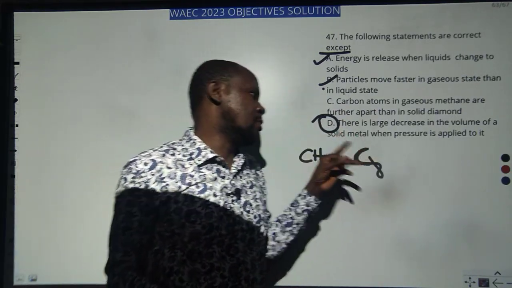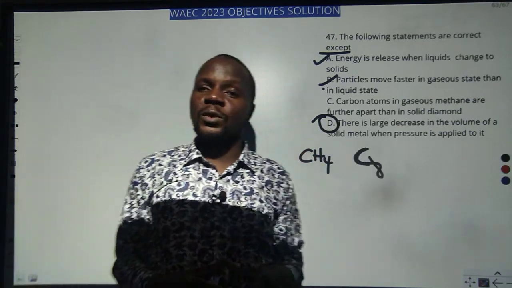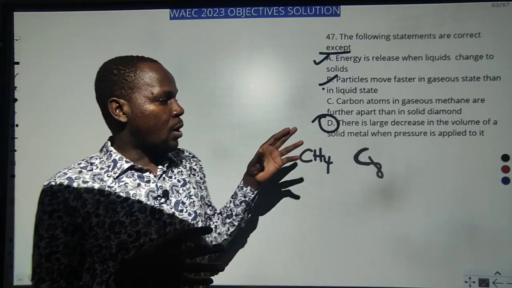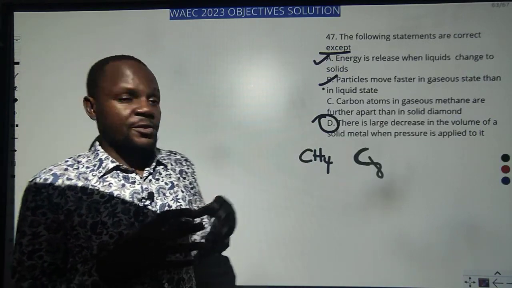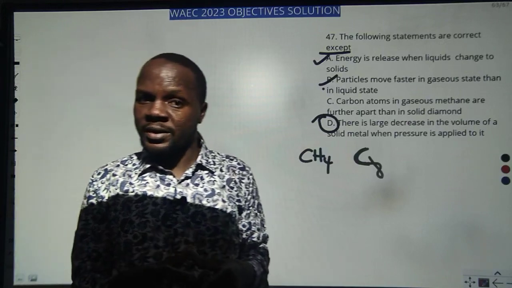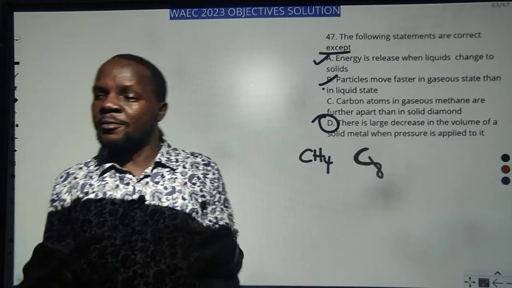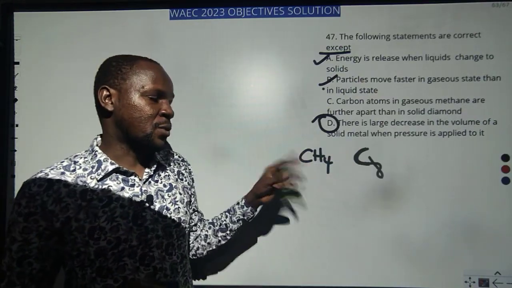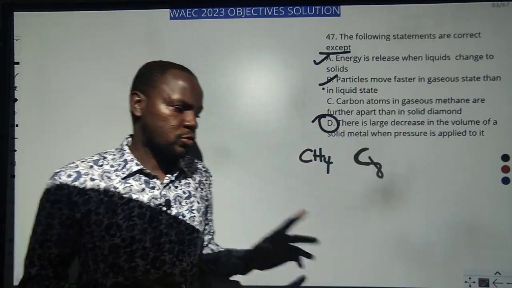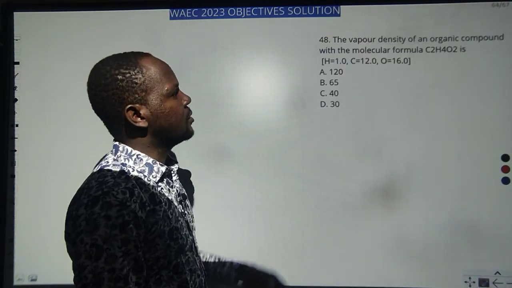There is a large decrease in volume of solid metal when pressure is applied. The truth about this is what? Talking about the volume, we say solid substances are incompressible, like they cannot be compressed. You understand? Most solids cannot be compressed. So you cannot actually predict a large decrease in the volume of a solid substance when pressure is applied to it. Please note that.